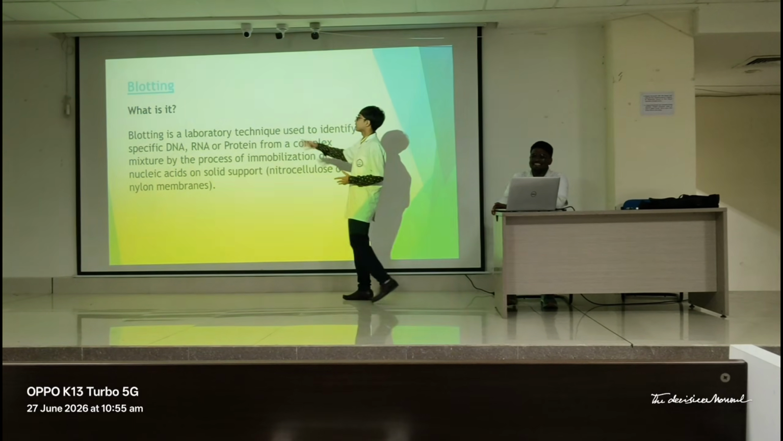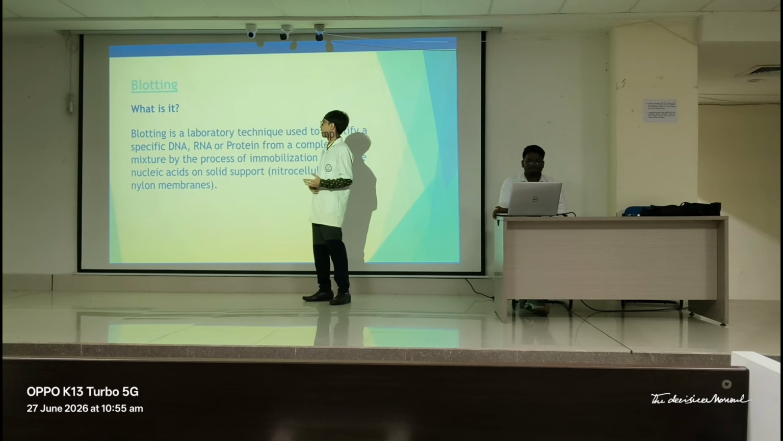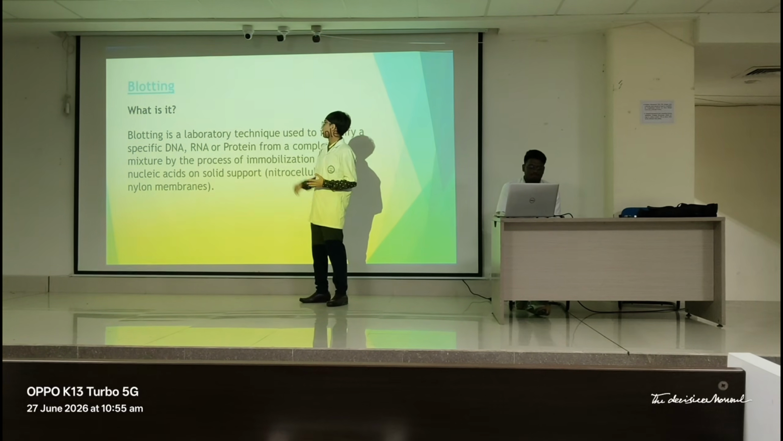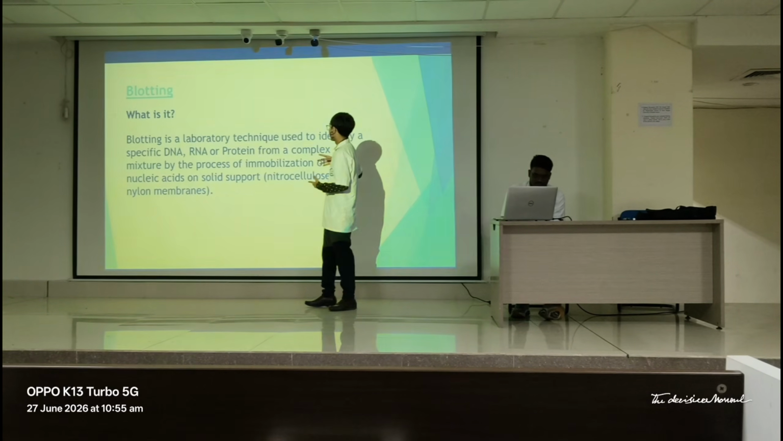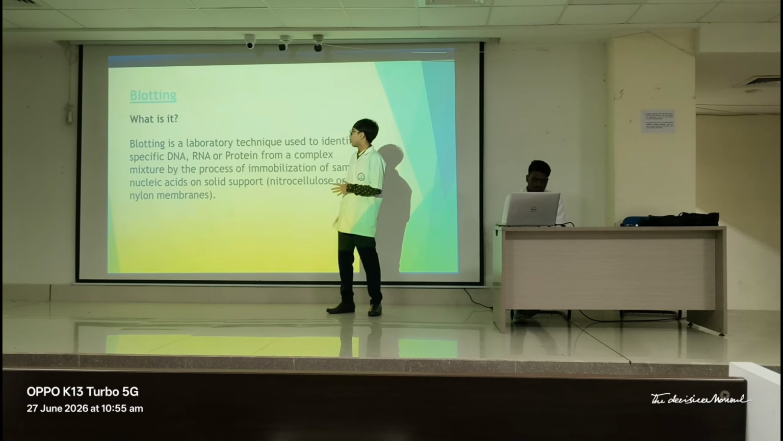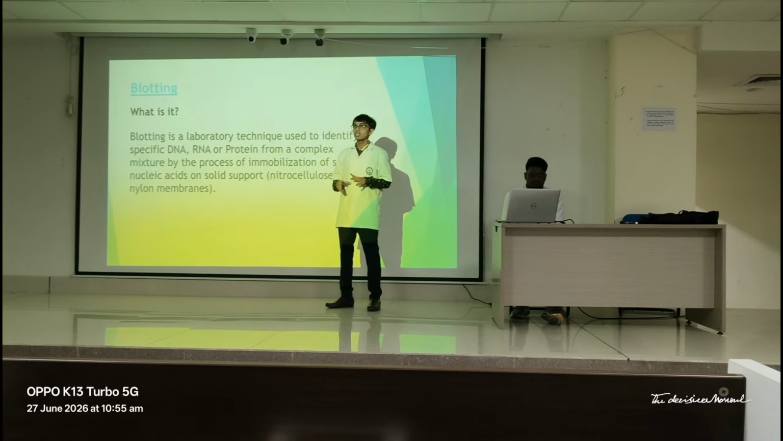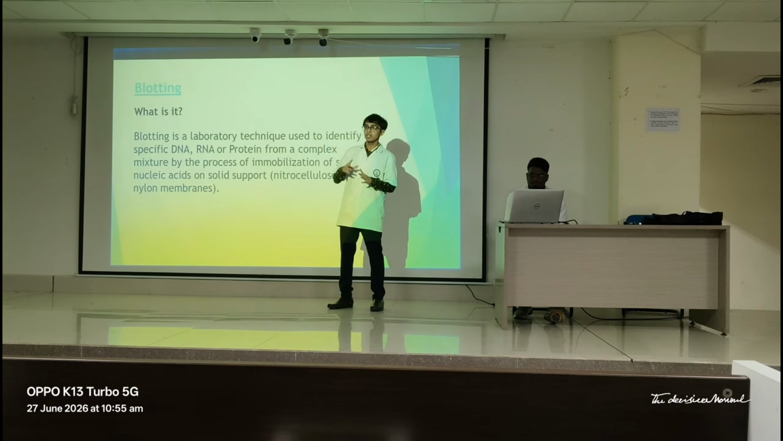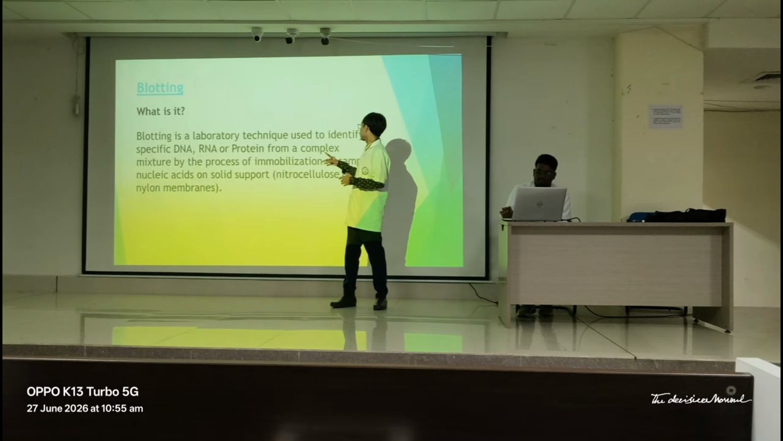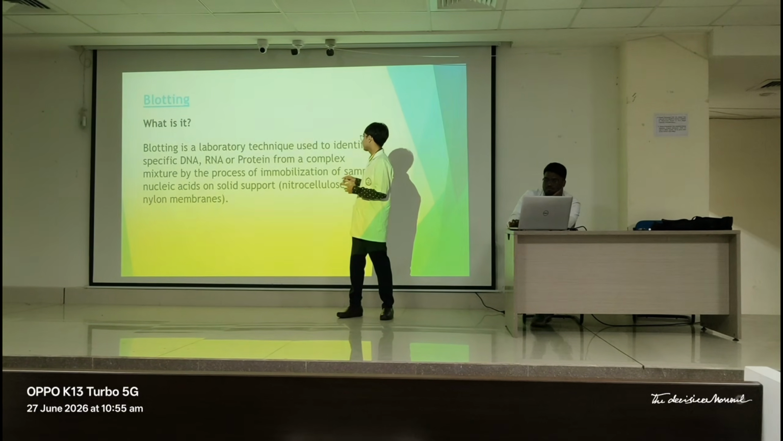Let's start. First, we start with blotting. Blotting is a very common hybridization technique. What is blotting? Blotting is a lab technique used to identify a specific DNA, RNA, or protein from a complex mixture. There are going to be lots of DNA, RNA, and protein molecules, and we are going to identify which DNA molecule we want, through the process of immobilization of sample nucleic acids on a solid support.